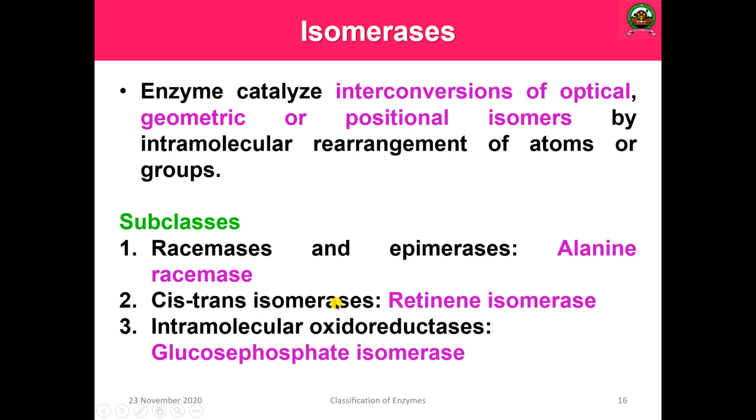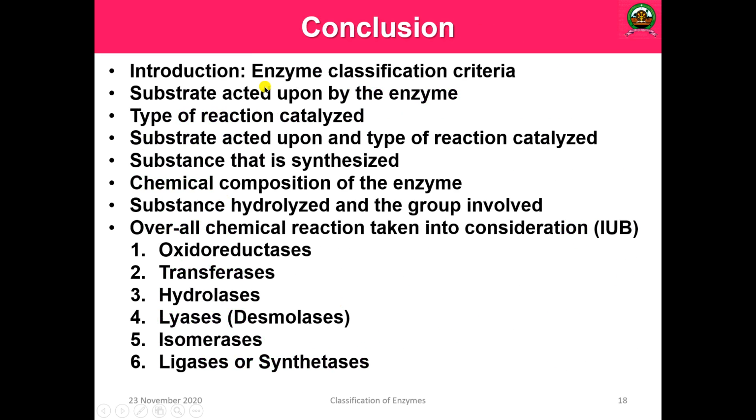So that's all, dear students. We can conclude today's class. Once again, let us glance through the main components studied in this topic. We made an introduction to the classification of enzymes, the requirement of classification, and the classification criteria: the substrate acted upon by the enzymes, the type of reaction they catalyze, the substance that is produced or synthesized, the chemical composition of the enzymes, the substance that is hydrolyzed, and the group involved.